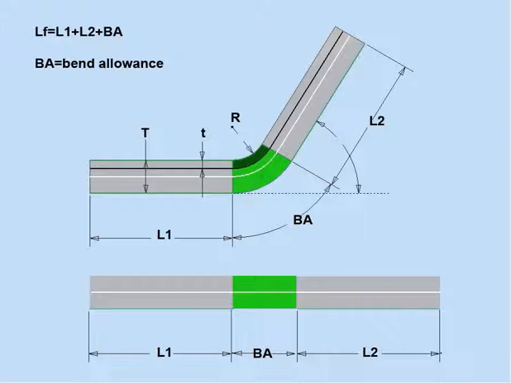The bend allowance is based on the following formula that you see up here. The total length of the flattened sheet is equal to the sum of lengths 1 and 2 plus the bend allowance. The bend allowance is this curvy region here. I've got it shown in green. This region is where theoretically all deformation occurs during the bending process.